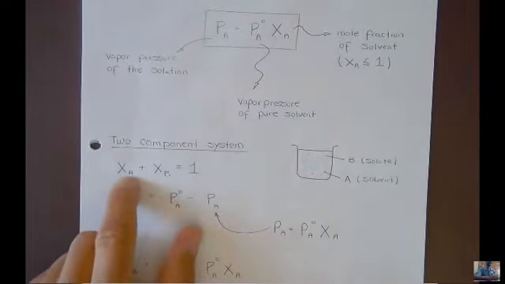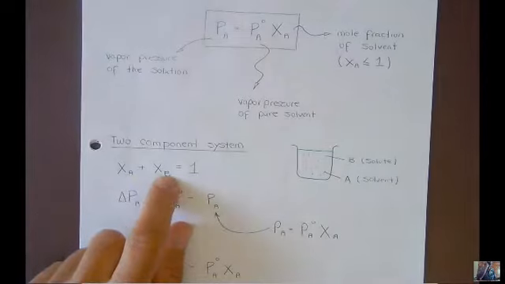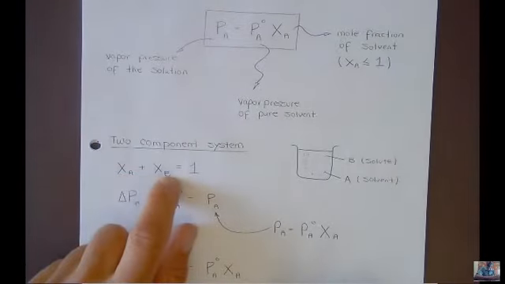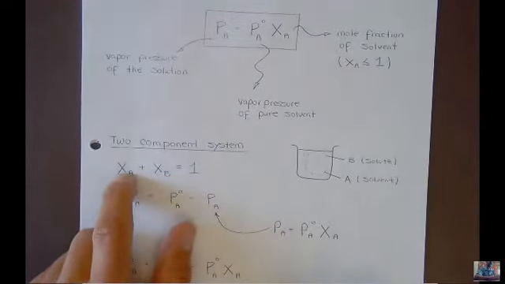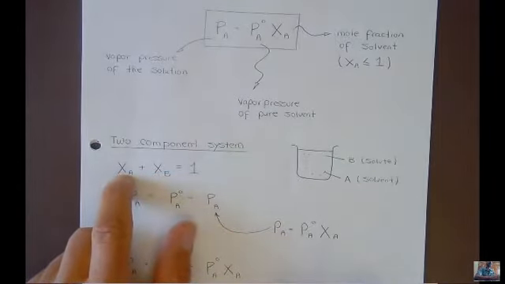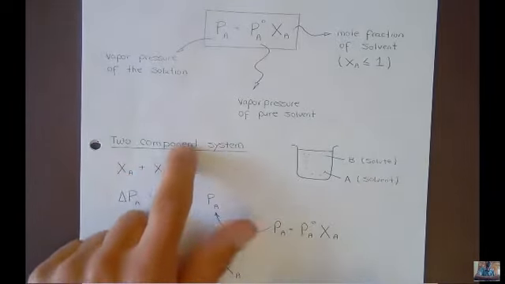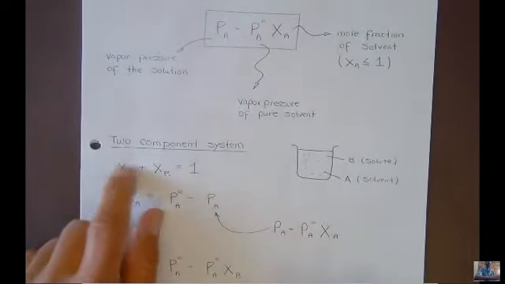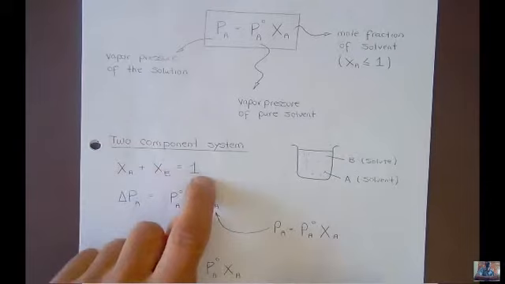So A is the stuff that we're interested in, the solvent, and B is the other stuff. Well, again, think about it. Mole fraction is the fraction that's A plus the fraction that's B. So whatever is A is not B. So it is always the case that XA plus XB in a 2-component system is equal to 1. If it was a 3-component system, XA plus XB plus XC would be equal to 1.